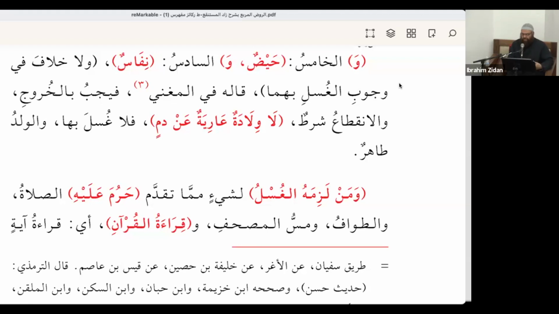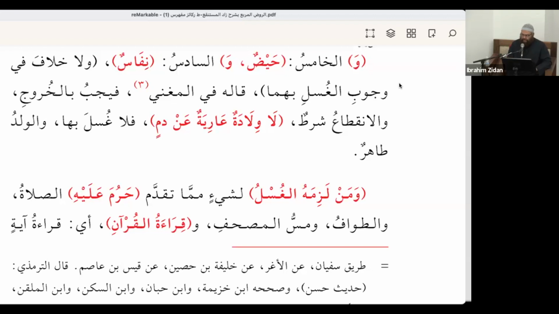So the ahkam of al-hayd and nifas will be discussed later, but here in the subject of what necessitates the ghusl, he says, وَلَا خِلَافَ فِي وُجُوبِ الْغُسْلِ بِهِمَا. There's no khilaf, there's no differences in wujub, in the obligation of al-ghusl with these two, meaning al-hayd wal-nifas. قاله في المغني الإمام ابن قدامة رحمه الله. So there's no khilaf in this, of course. This is an obvious thing.